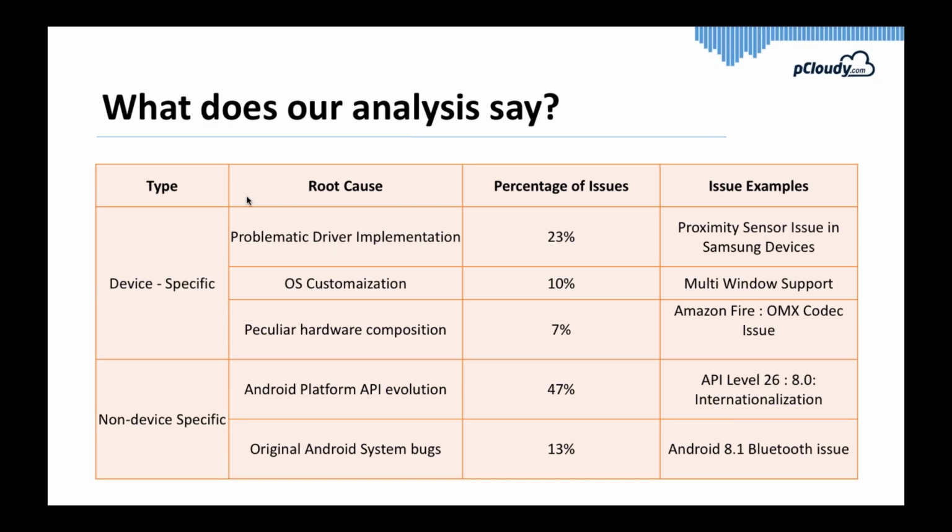Just to look at one example of a problematic driver implementation, there was a very famous proximity sensor issue in Samsung devices. If you bring your phone near your ear to talk, ideally the touch screen should get disabled. But in certain Samsung devices, it was happening otherwise. If you brought it near your ear, it used to get enabled, and if you took it far, it used to get disabled. It was because of a problematic driver implementation. It was returning a reverse value. So that falls in the category of problematic driver implementation.